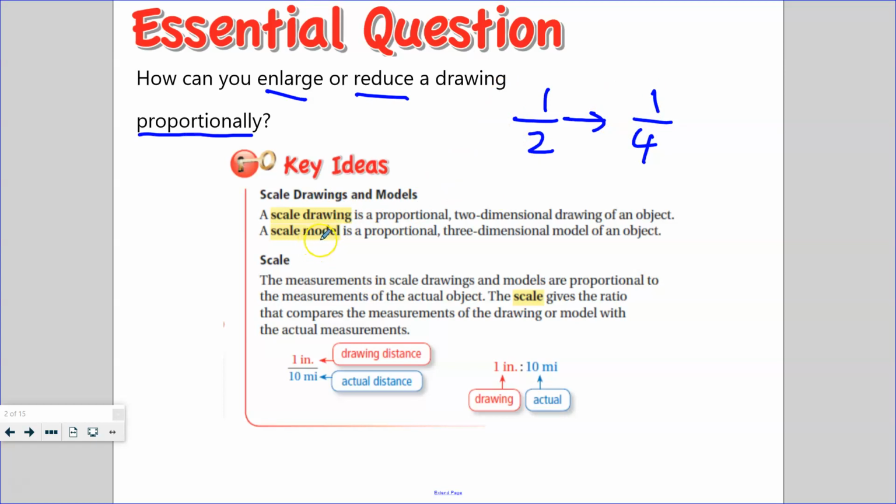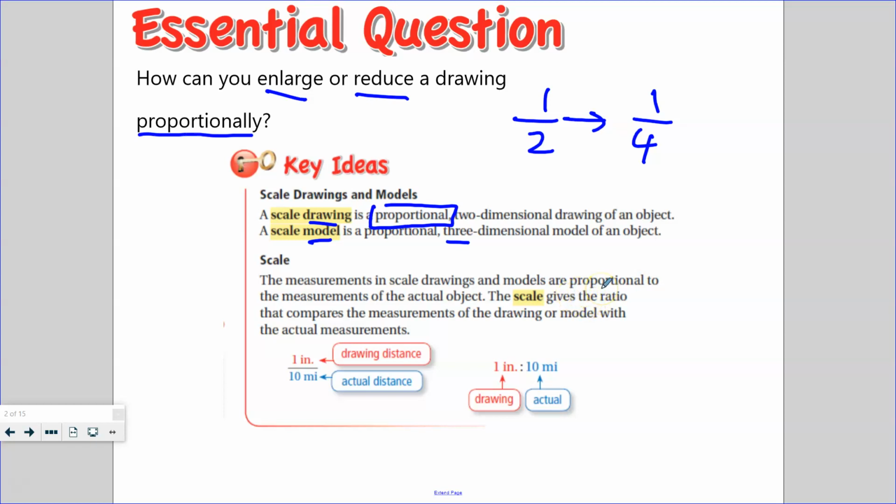So key ideas: a scale drawing is a proportional, and that's a key word there, proportional, two-dimensional drawing of an object. A scale model, model versus drawing, is a proportional three-dimensional object. The measurements in scale drawings and models are proportional to the measurements of actual objects. The scale gives the ratio that compares the measurements of the drawing or model with the actual measurements.